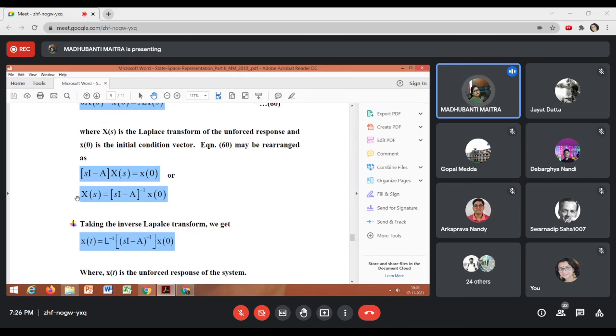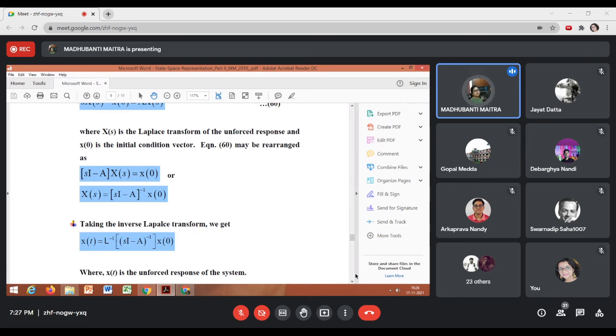If we take the Laplace inverse of this equation, then our purpose will be served, because if we take the Laplace inverse of the left hand side, we'll get the Laplace inverse of X(s), that means x(t), and to find out x(t), we'll have to take the Laplace inverse of the right hand side. So x(t), the complete time response of the system, will be equal to the Laplace inverse of (sI minus A) inverse into x0, right? So if we compare this equation with the previous one, then it's clear.